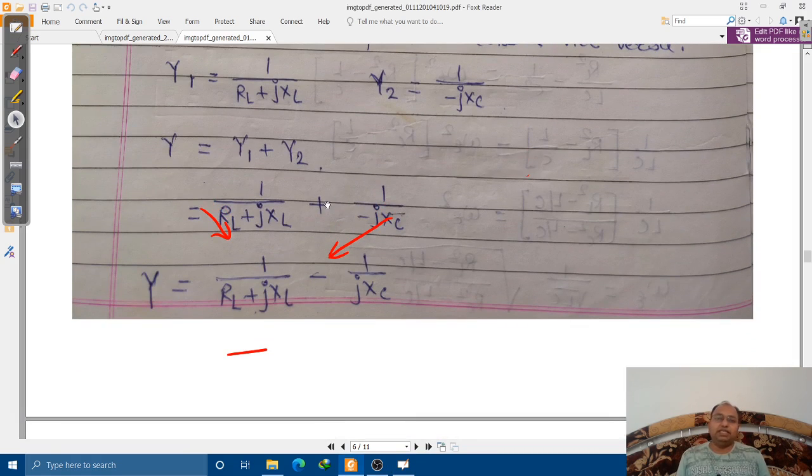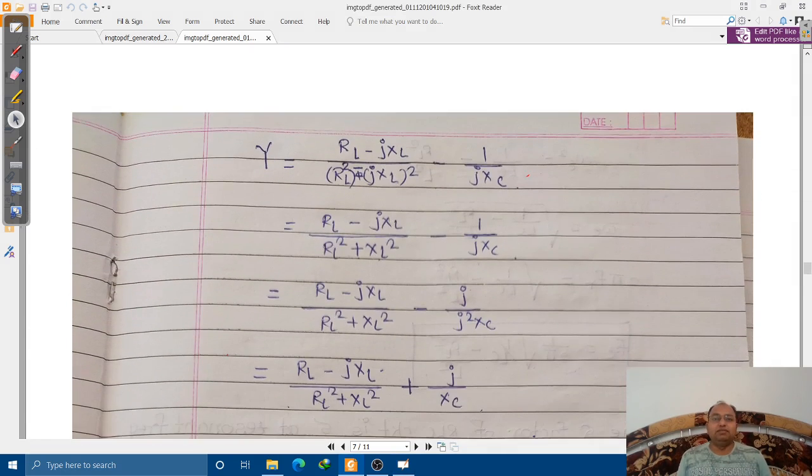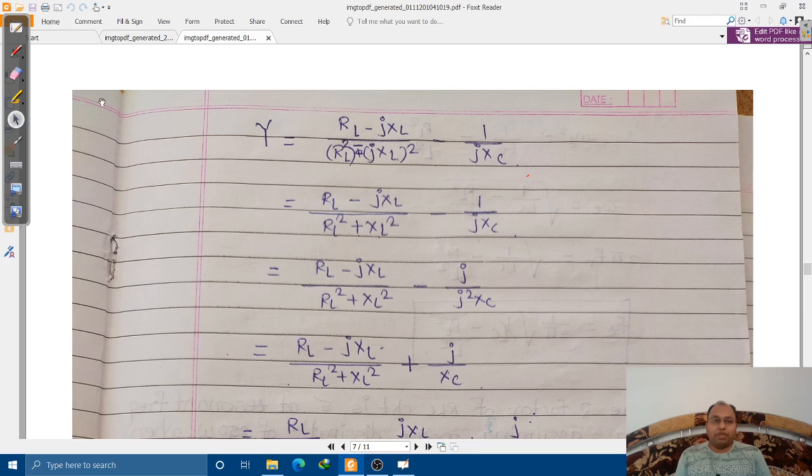So this minus jXC, the minus sign, we have written at the center. That you know very well, no need to discuss that again. Great. Now what we did, as we used to do, we are going to multiply and divide by the complex conjugate of this denominator term, and that we have taken directly.